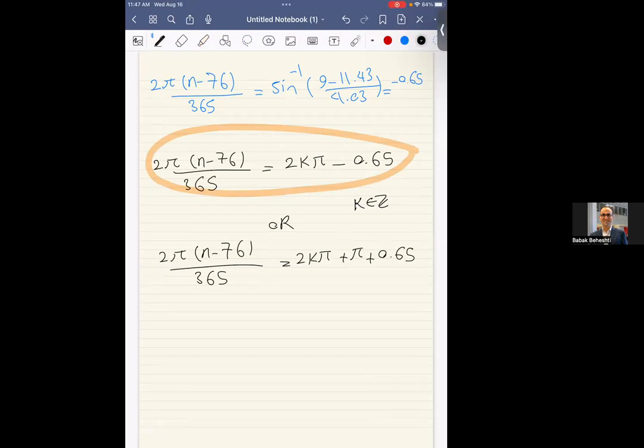So let's just simplify the first solution. You have n minus 76 equals 365 over 2 pi times 2k pi minus 0.65. So n equals 365 divided by 2 pi times 2k pi minus 0.65, plus 76.